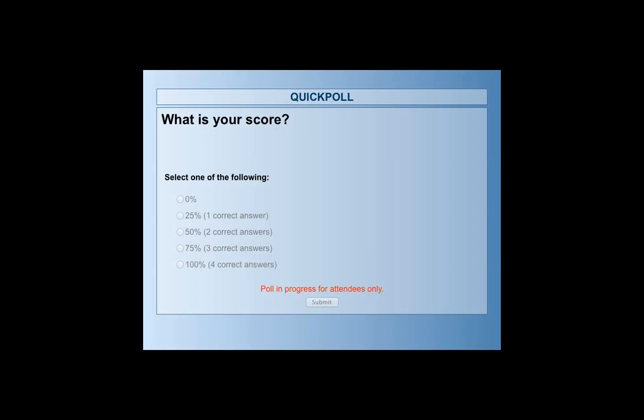It's happening now. Okay, so everyone has responded. So no one got 0. 1 person had 25%, 2 people had 50%, 3 people had 75%, and 4 people had 100%.